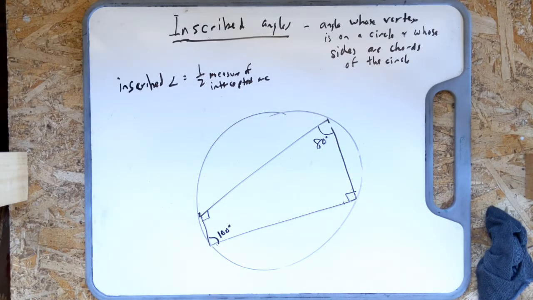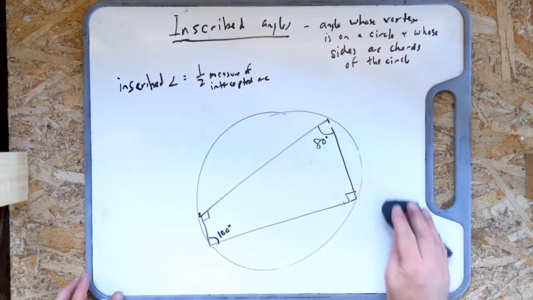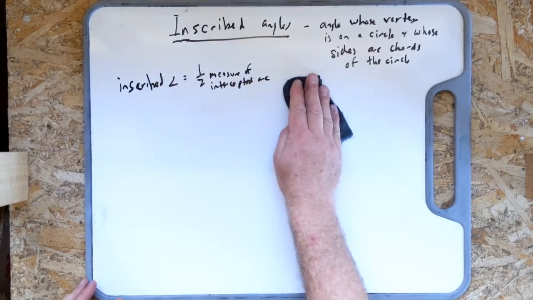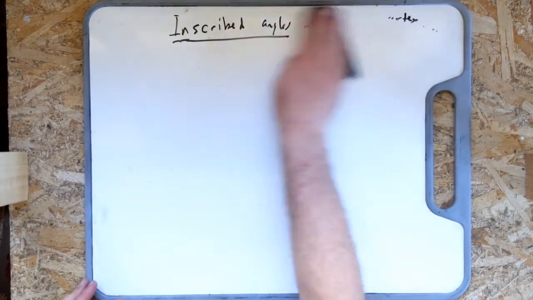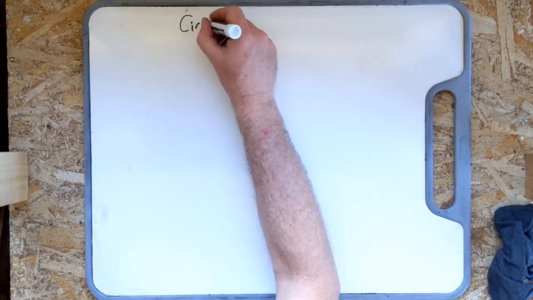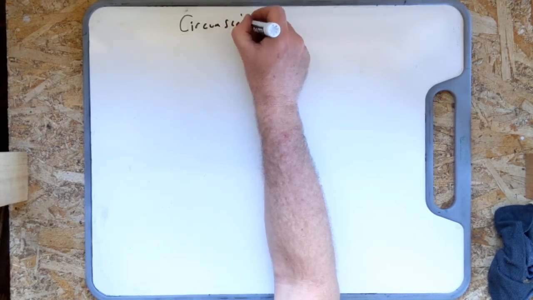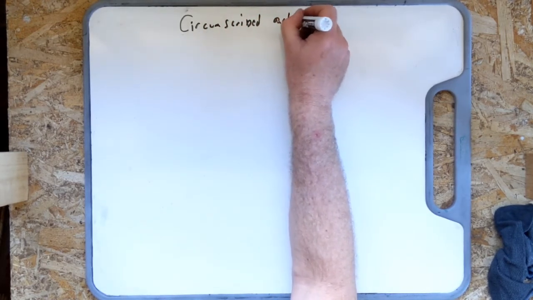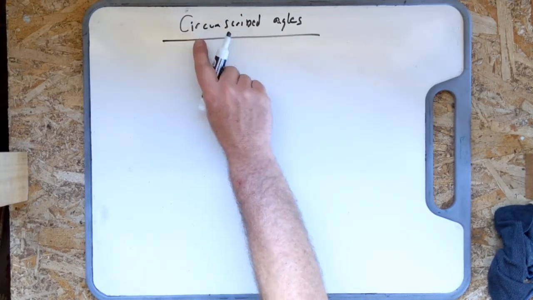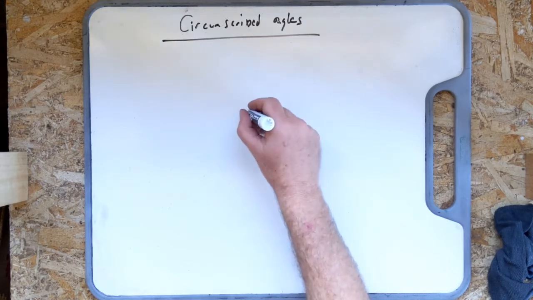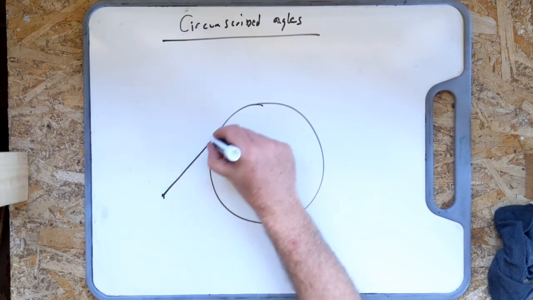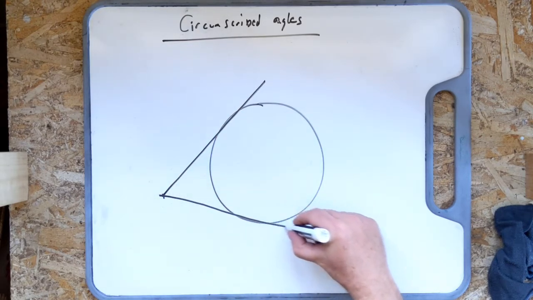Okay, that's inscribed angles. And then I'm going to talk about some applications for these. So now we're going to talk about circumscribed angles. There you go. So scribe again means write, circum means around. So in this case, a circumscribed angle means it's an angle outside the circle, and it goes around the circle like that.